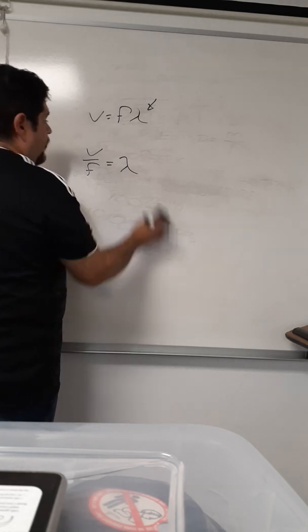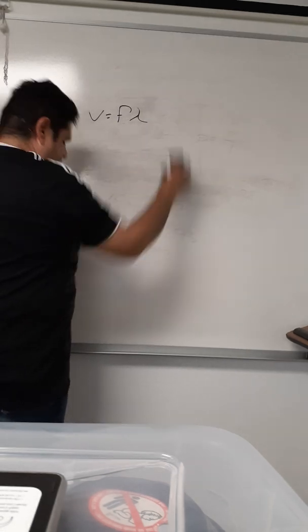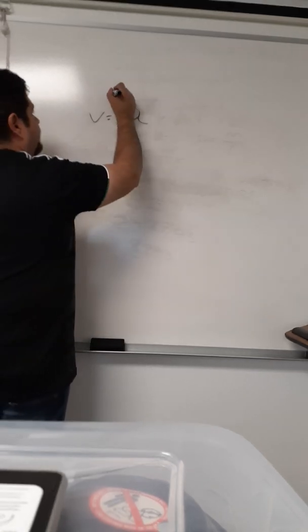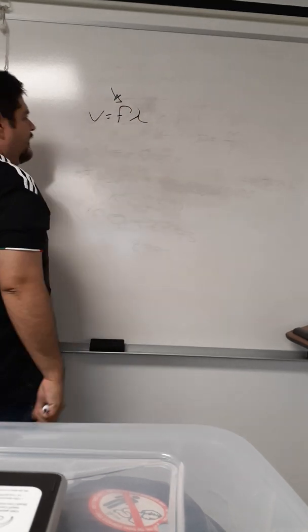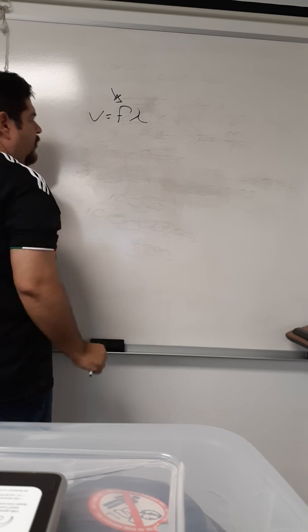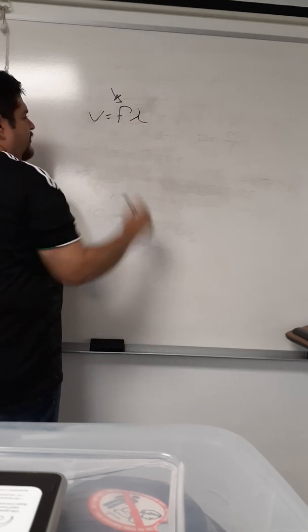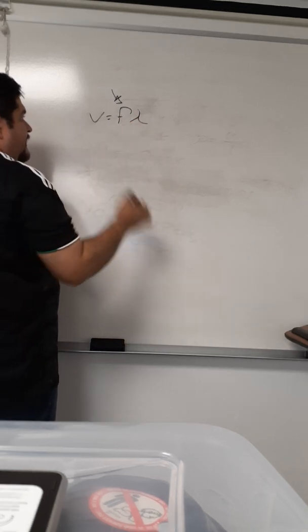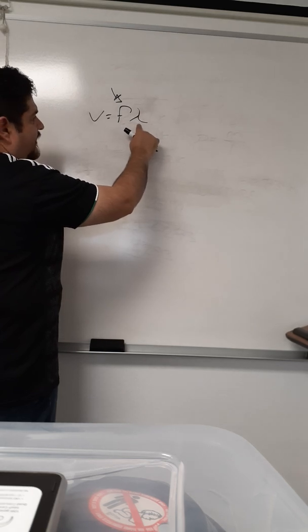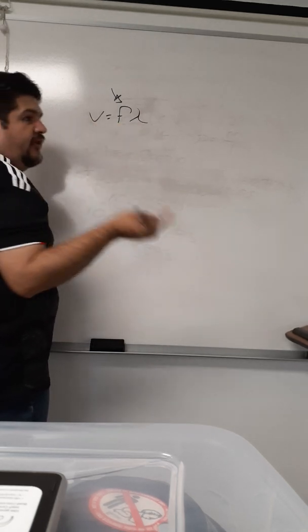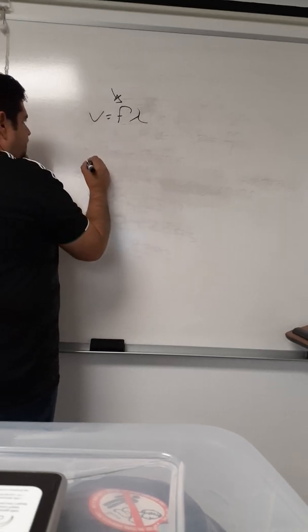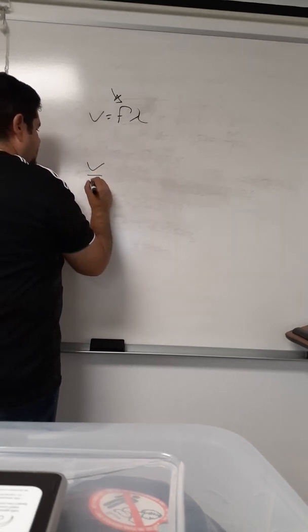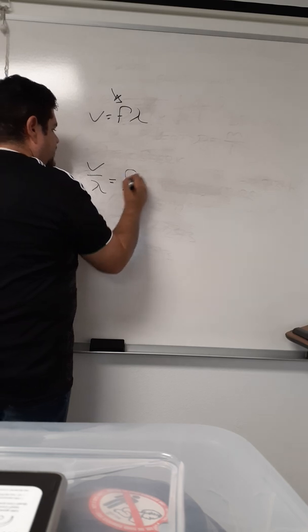Or it can be the other way around. I want to know the frequency. So same thing, I want frequency to be alone on this side, lambda's in the way. The main operation between those two is a multiplication. So in order to move lambda to the other side, it's going to do the opposite, and it's going to go from multiplying to dividing, where it's going to be velocity divided by lambda equals frequency.